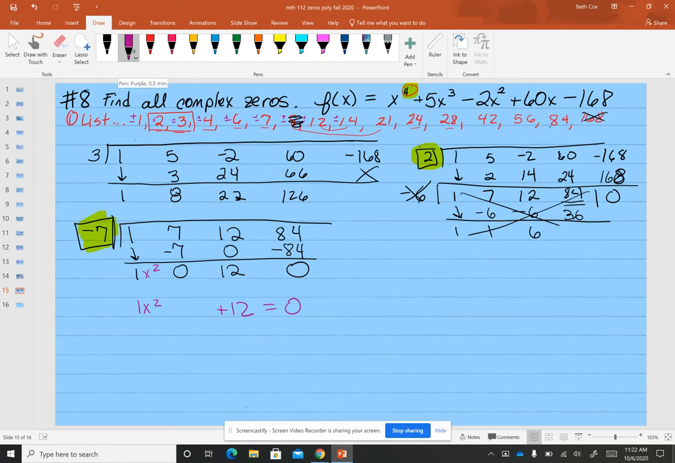And so I'm going to subtract 12 on both sides. I'm going to square root both sides, and I get positive, negative, i square roots of 6.